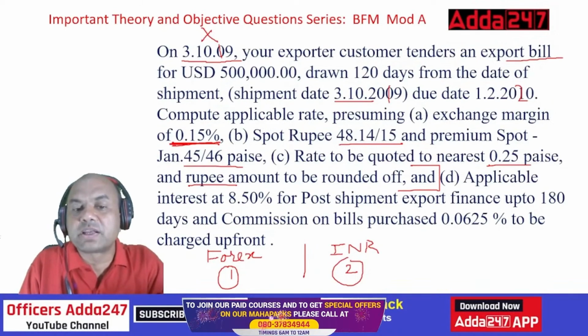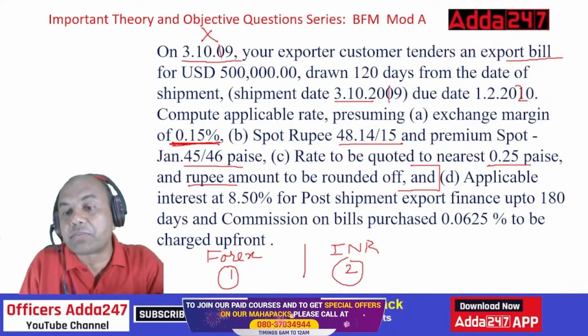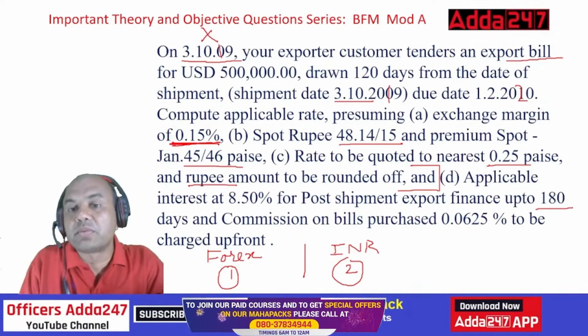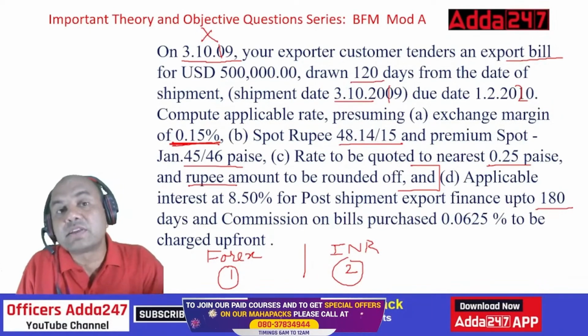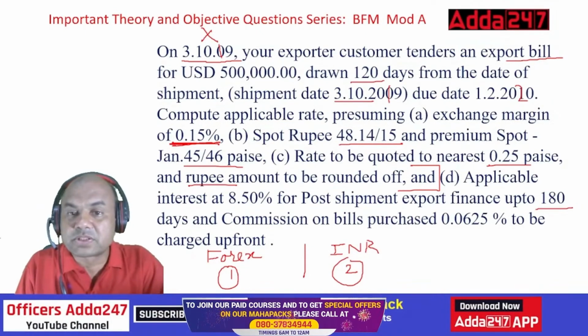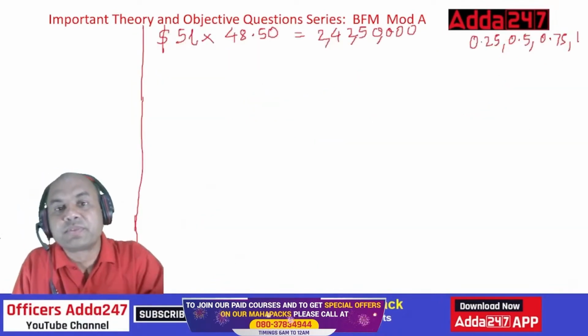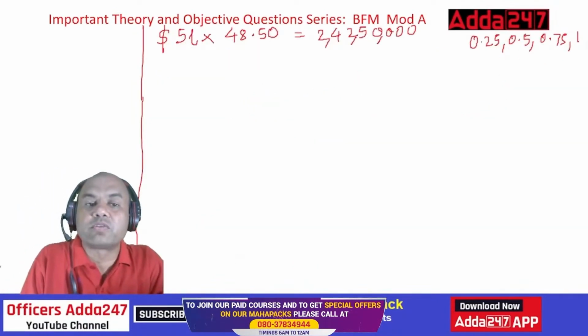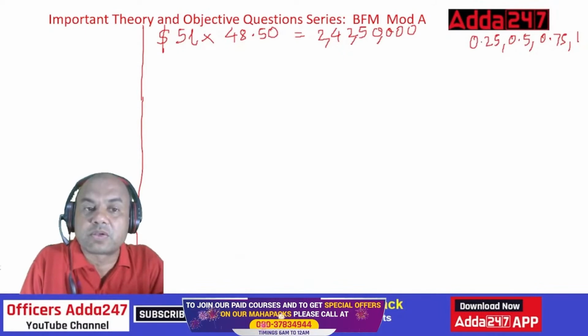The applicable interest rate is 8.5% for post shipment finance up to 180 days. Now what is the number of days of my finance? 120. So these are within 180. It is given as up to, which means maximum. So I can use the same rate, 8.5%. This much is the financing I am giving, so what is the rate of interest? Interest I will be calculating.